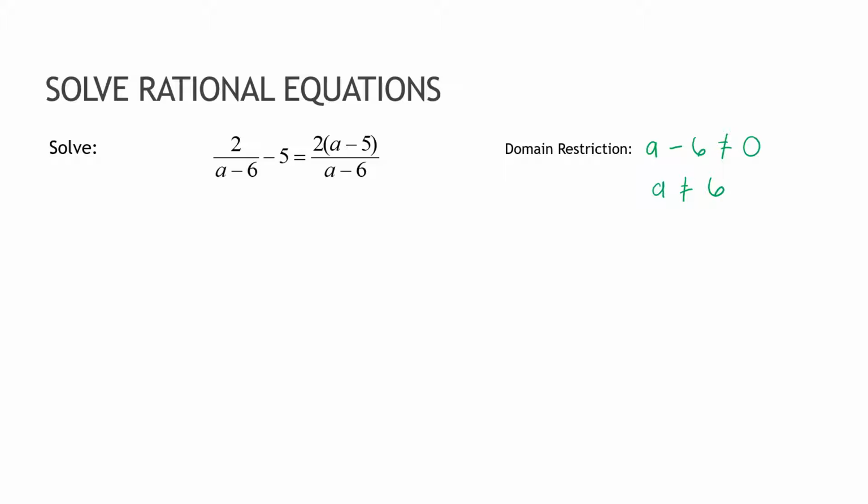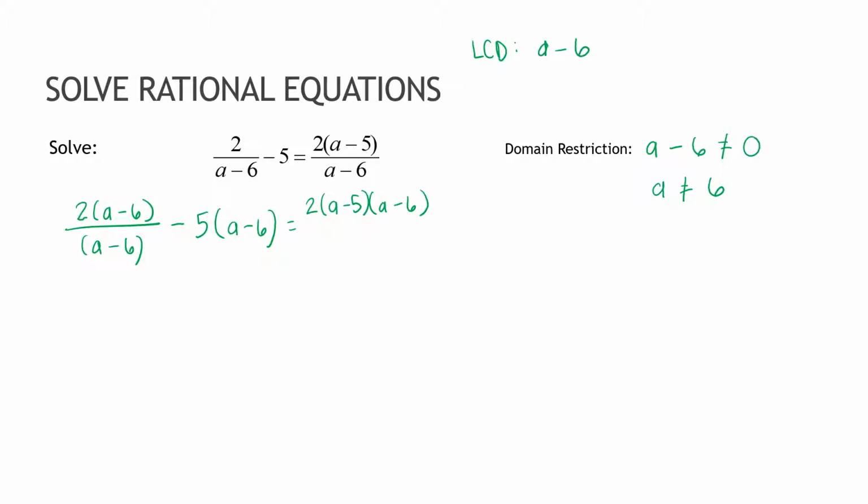I'm going to do it just like the last one with the least common denominator. This one's easy. I only have one denominator, so it has to be a minus 6. And so I'm going to take everything times a minus 6. So my first fraction, I just included the a minus 6. Don't forget the 5 also has to be taken by a minus 6. A lot of people forget that. And then I have 2 times a minus 5 times a minus 6 over a minus 6.